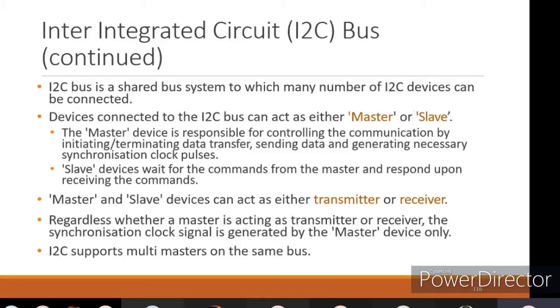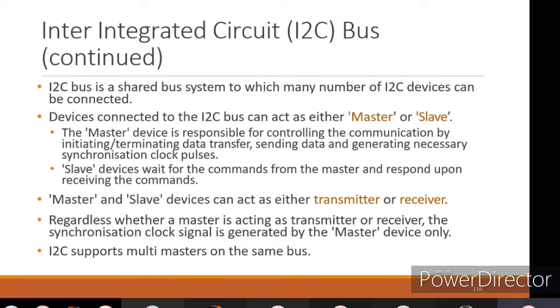The master device is responsible for controlling the communication by initiating or terminating data transfer, sending data, and generating the necessary synchronization clock pulses. That is the master device. Always the master device will be controlling the communication. Slave devices wait for the commands from the master and respond upon receiving commands.